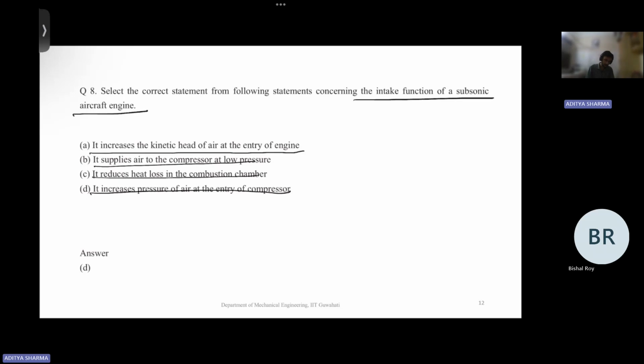So the purpose of a subsonic aircraft engine's intake basically is to increase the pressure of air at the entry of your compressor. All right. This was your question number 8. Then next is your question number 9.